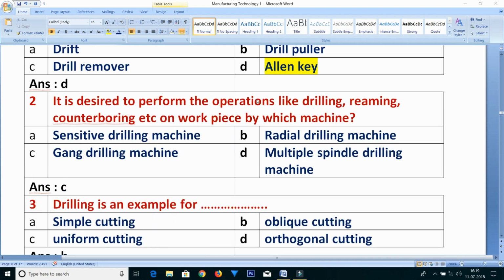Second question, it is desired to perform operations like drilling, reaming, counterboring, etc. on a workpiece by which machine? The options are option A, sensitive drilling machine, option B, radial drilling machine, option C, gang drilling machine, and option D, multiple spindle drilling machine. The right option is option C, that is gang drilling machine.